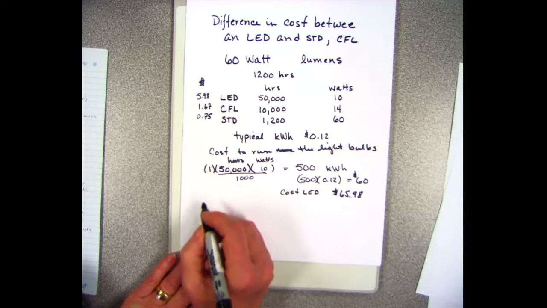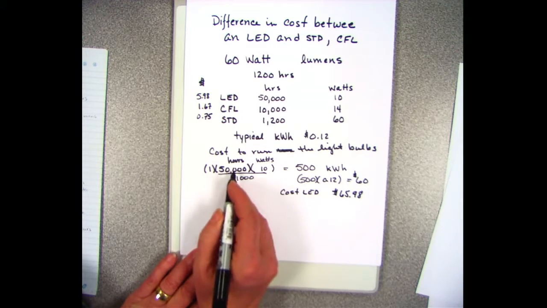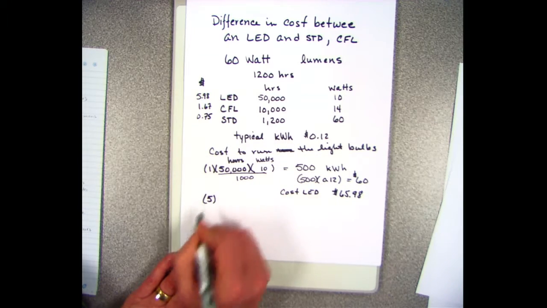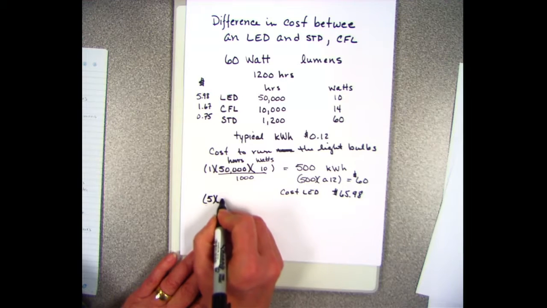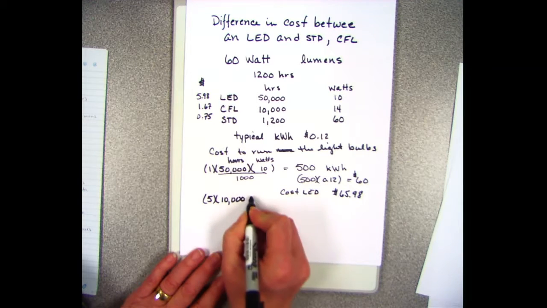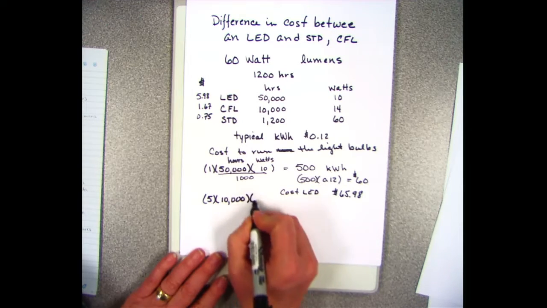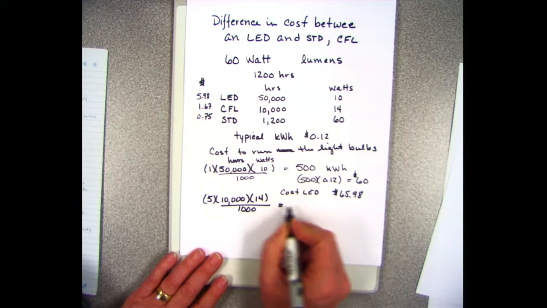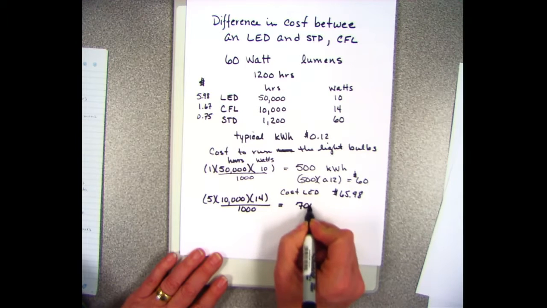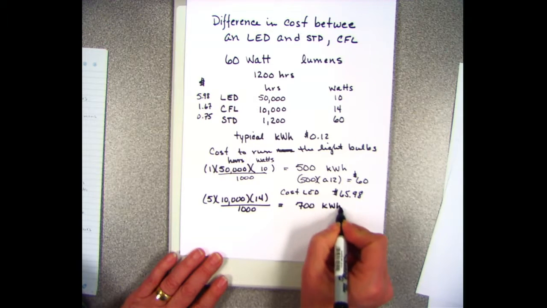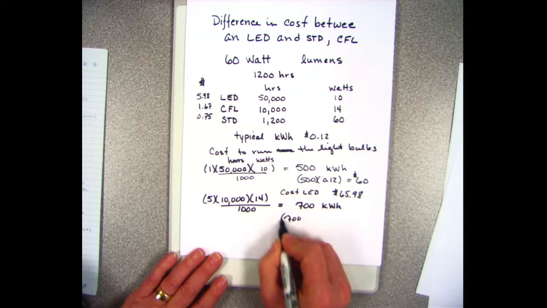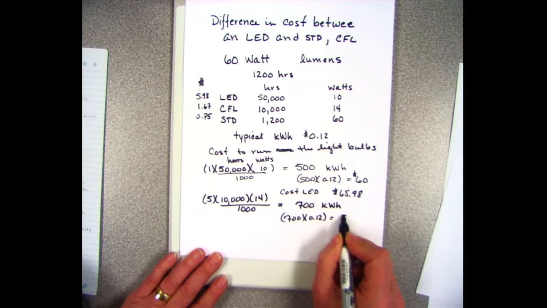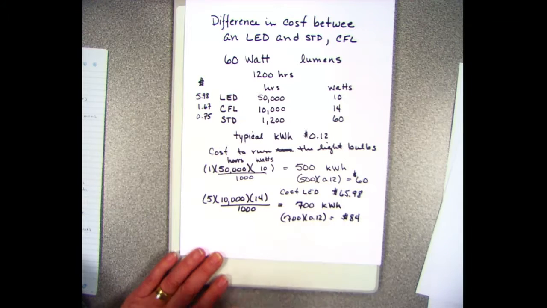Now if I'm going to do my compact fluorescent, I want to do 50,000 hours, but it only has 10,000, so I'm going to have to buy 5 compact fluorescents. I got 10,000 up here. It's going to be 14 watts. I divide by 1,000 to get my kilowatts. This gives me 700 kilowatt hours. I take my 700 times my 12 cents, and that gives me about $84 to operate.